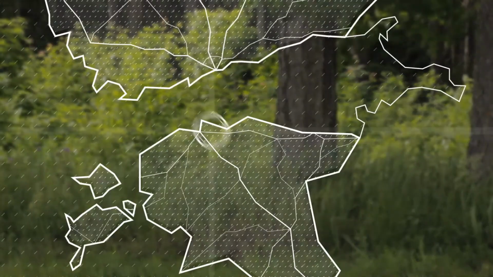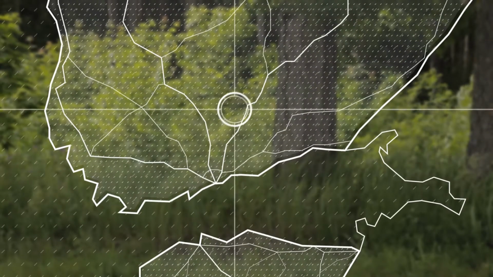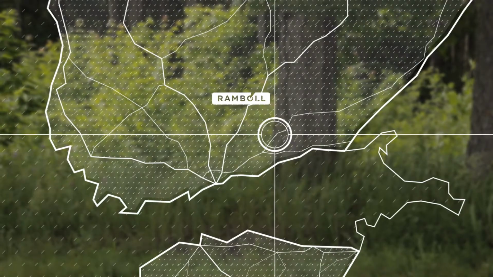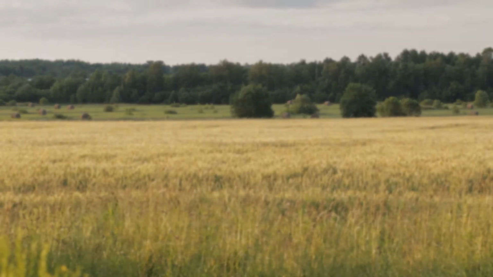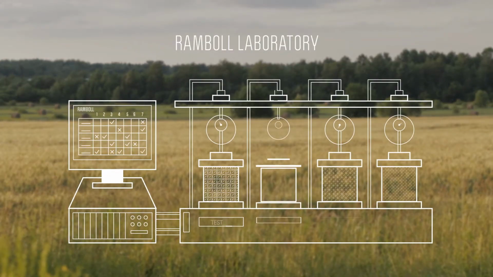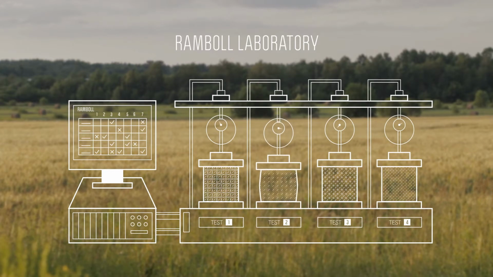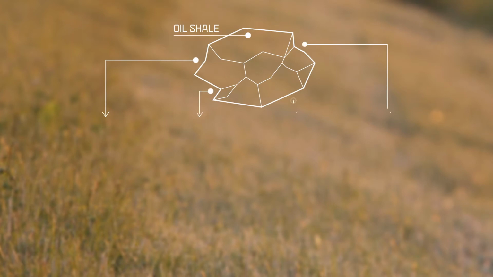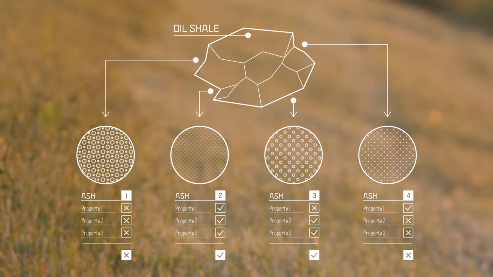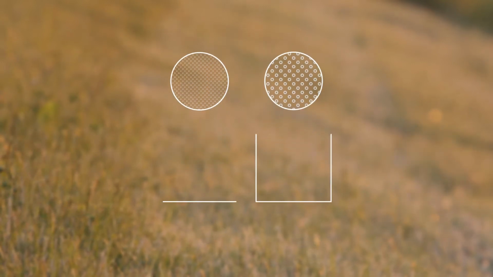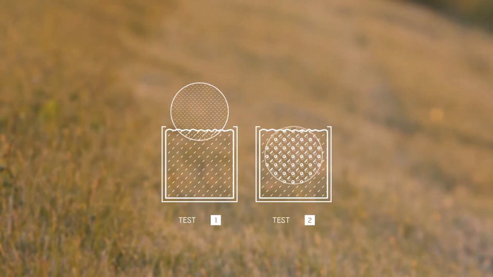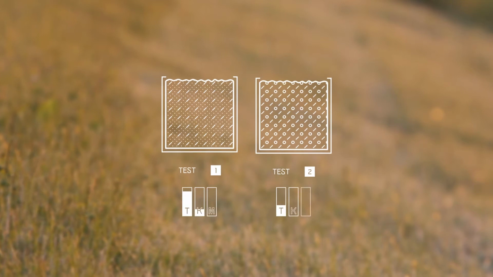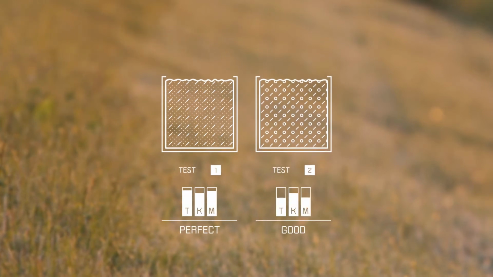The first stages of the project were conducted in the Finnish laboratories of Rambol. Ash mixtures that would be suitable for subsoil reinforcement in road construction were tested there. When processing oil shale, different types of ash emerge, some of which are not suitable for construction work. The ash types with the most efficient reactions when mixed with subsoil were identified during the laboratory tests.